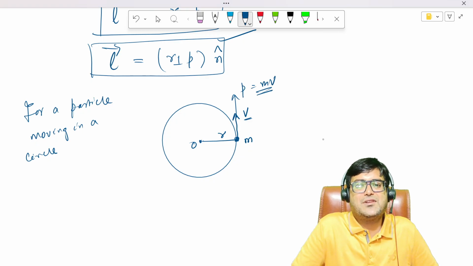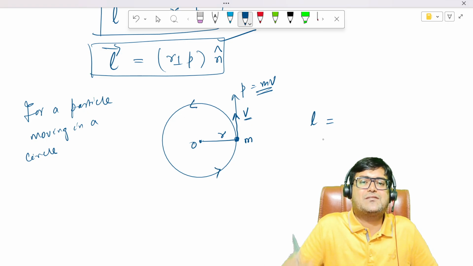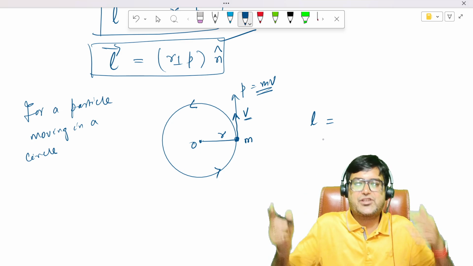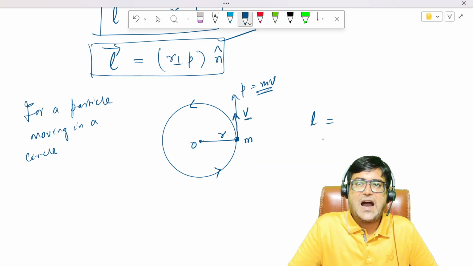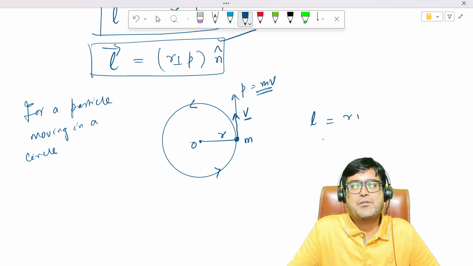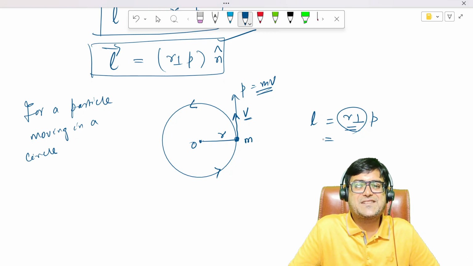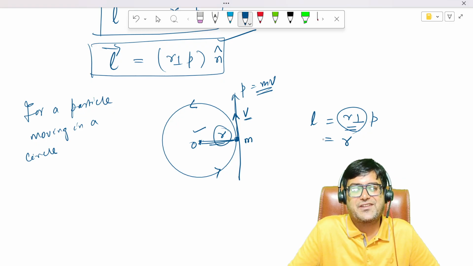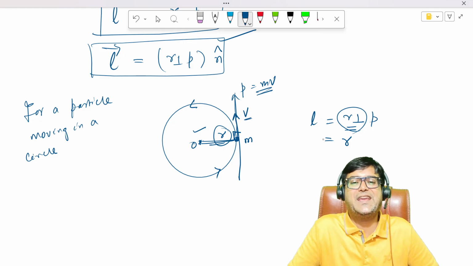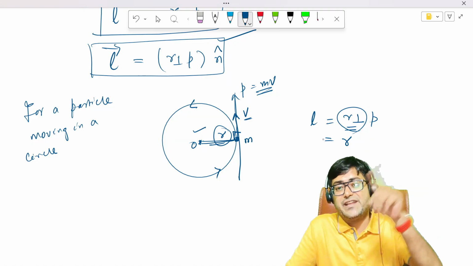which is mv, yes or no? Now, of course, if the particle is moving in an anti-clockwise fashion, then the direction of angular momentum will be anti-clockwise. However, the magnitude of angular momentum is simply going to be r perpendicular times p. What is r perpendicular? The perpendicular distance of the momentum line from the point of reference, which is nothing but the radius of the circle, right? Because velocity in circular motion is always tangential, hence perpendicular to the instantaneous radius.